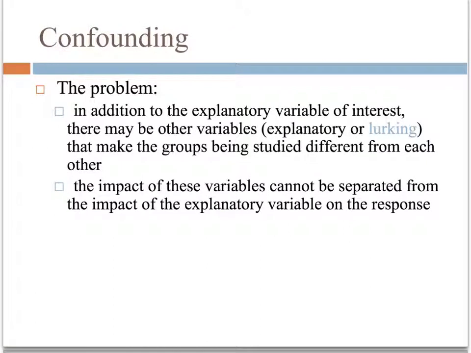Okay, so one problem that you can find in experiments is something called confounding. There might be other lurking variables, which make the groups different from each other, that are in addition to the explanatory variable you're looking at. And it's hard to separate the impact of those variables from the impact of the explanatory variable. So that's something we call confounding. We've confounded our results through this other lurking variable.